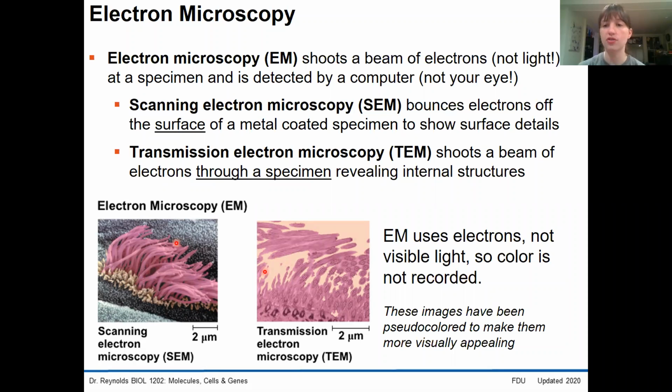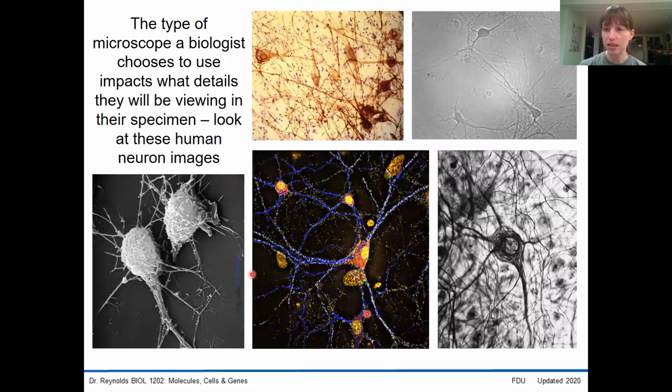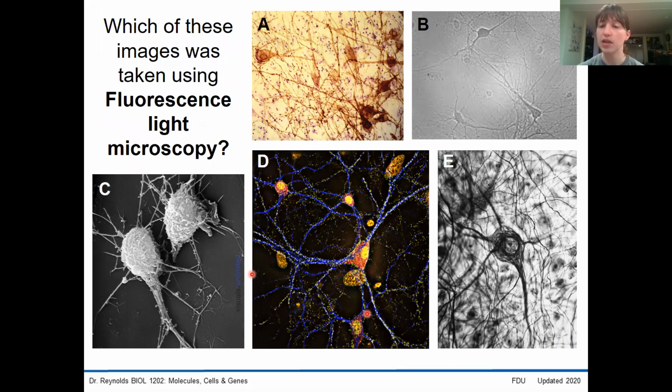So now what we're going to do is give you an opportunity to test yourself. All of these are images of neurons, but they've been taken using different types of microscopy. So now I want you to log into Socrative, pause it here if you need more time, and start by identifying which of these images was taken using fluorescent light microscopy.